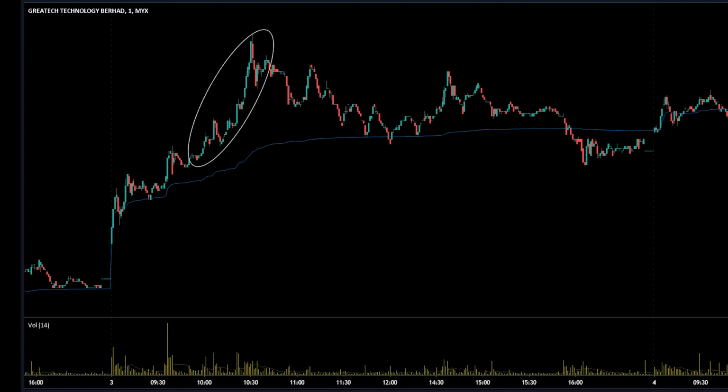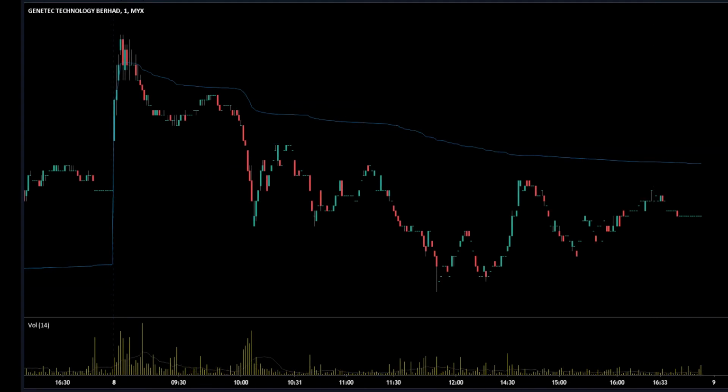If the price is trading above the line, buyers are in control and people holding the stock are generally positive on their position. Vice versa, if the price is trading below the line, sellers are in control and people holding the stock are generally negative on the position on the day.